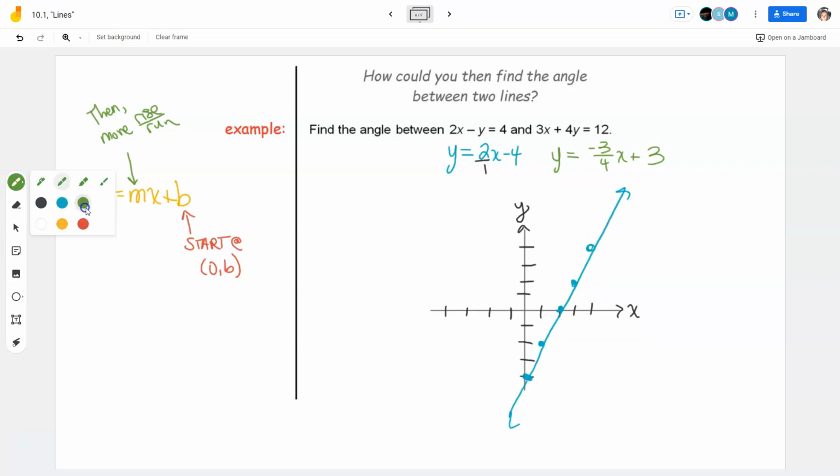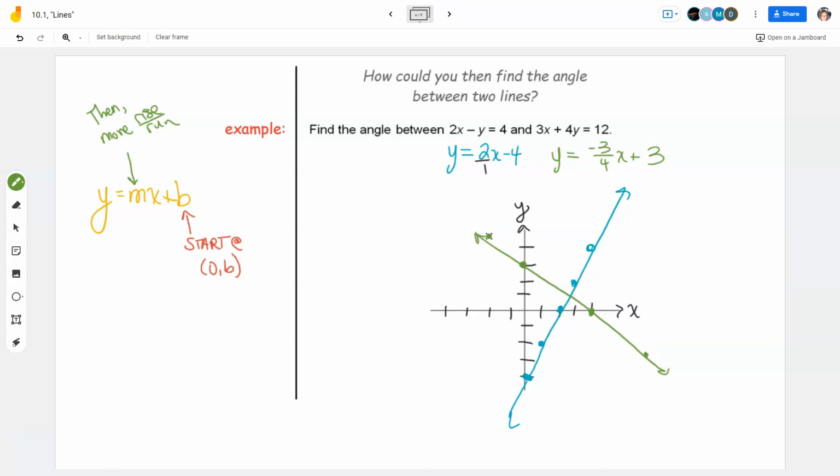To do my other one, I'm going to start at +3. I'm going to do my rise, but it's a negative, so it's an anti-rise, otherwise known as a fall. 1, 2, 3, go over 1, 2, 3, and 4. 1, 2, 3. 1, 2, 3, and over here 4. Oh, wasn't too bad.